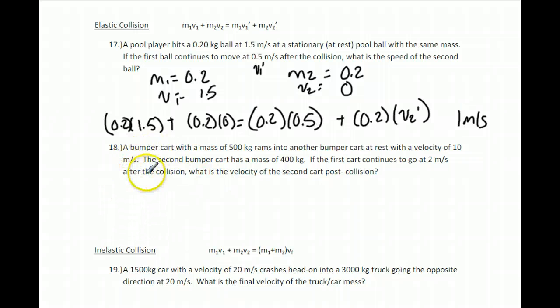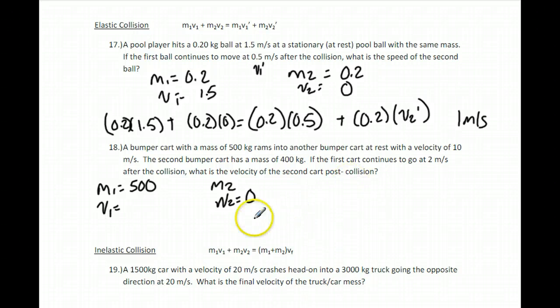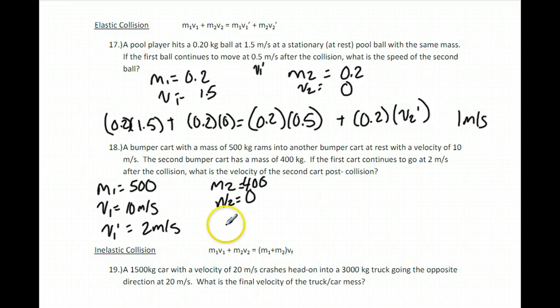So let's do this next one. A bumper car has a mass of 500, rams another bumper car at rest. So the first bumper car is moving, the second bumper car is at rest, 0, with a velocity of 10 meters per second. So this one is going 10 meters per second. The second bumper car has a mass of 400. If the first car continues to go at 2 meters per second, that's V1 prime, after the collision, what is the velocity of the second one? So that's what I'm solving for.